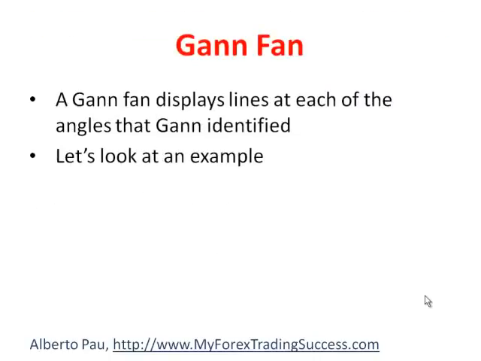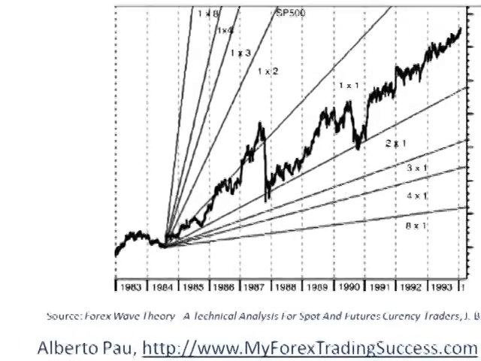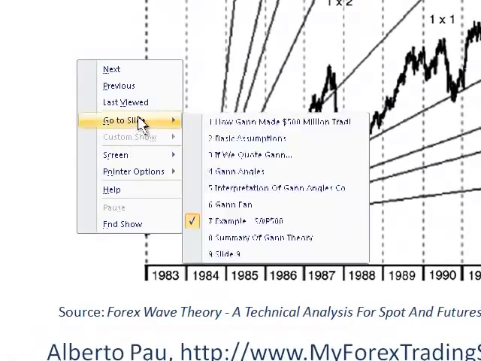And this takes us to Gann fans. Once again, if this sounds a bit theoretical still, stay with me. We'll go through a chart in a second and it will all make sense. Gann fans essentially display the lines at each one of the Gann angles. Let's look at this chart, for example. So here, let me see if I can get a marker.